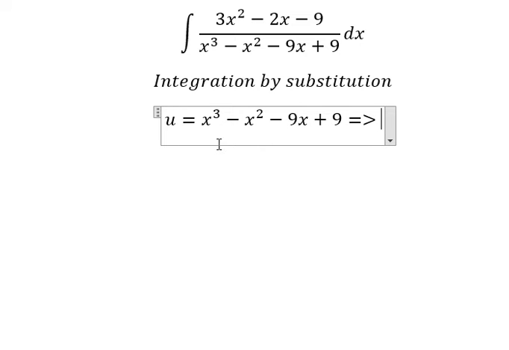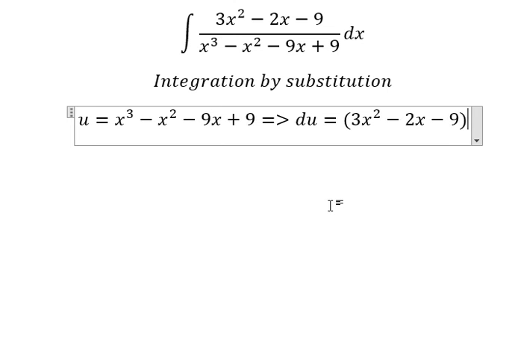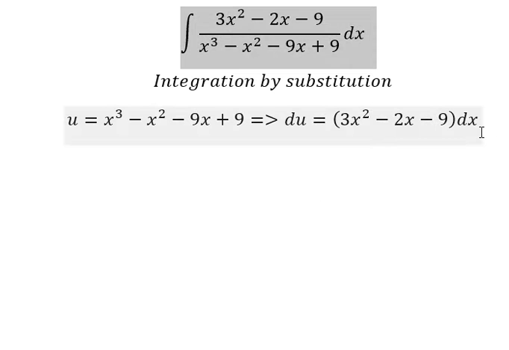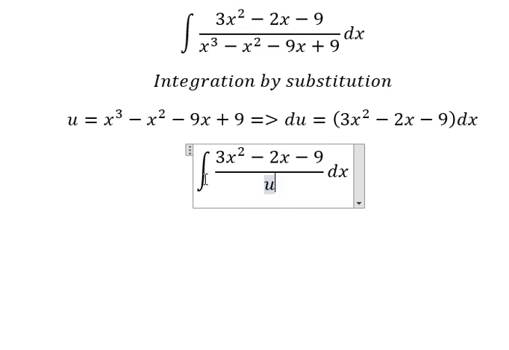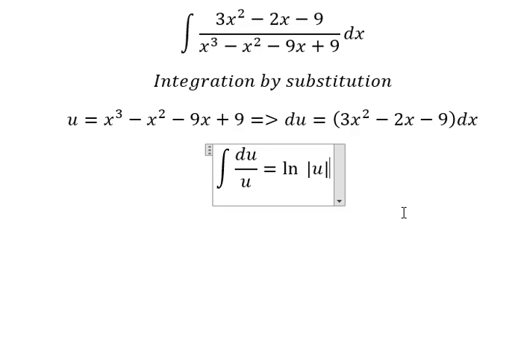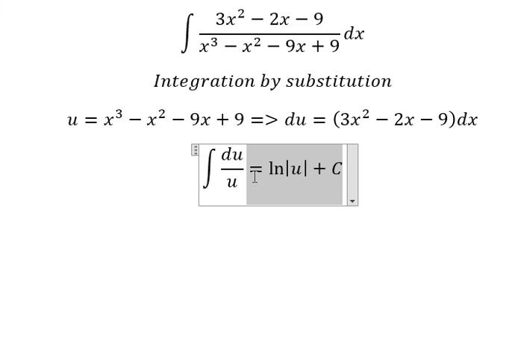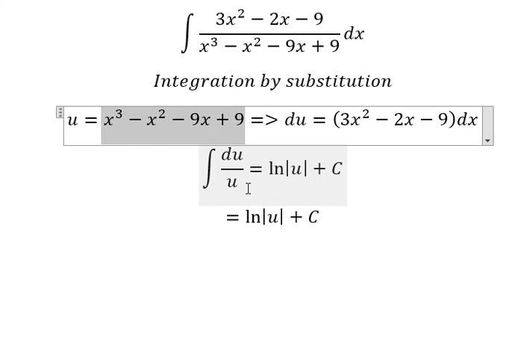Later, we need to take the first derivative of both sides, and we have 3s squared minus 2s minus 9 ds. This one we change by u. This one with ds we change by du. The integration of this one, we have ln of the absolute value of u, and I will put plus c. Then u is this one.